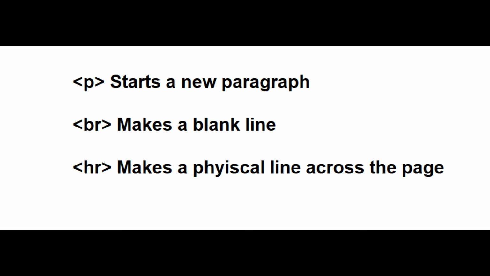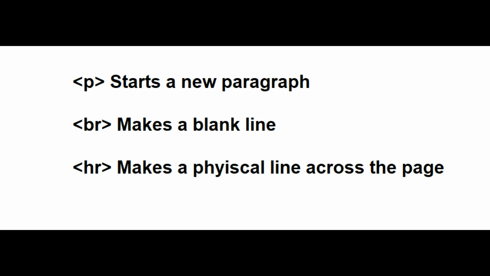Bracket P starts a new paragraph. If you want to write that way, you start with the P, and then you write your text until you're finished. And then when you start your next paragraph, you would use another P. You can also space paragraphs by using the BR in the brackets. This makes a blank line. It's like a line feed.